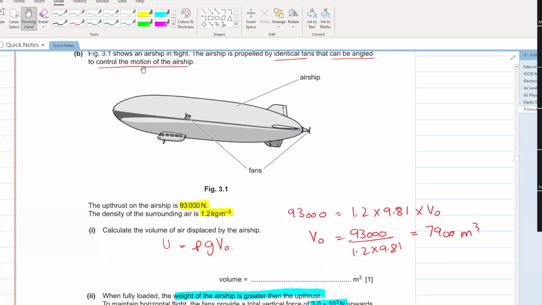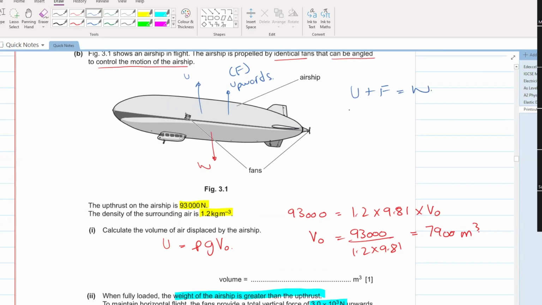So what is happening? There is a downward weight acting like this. There is an upthrust acting like this. And there is an upward force. Let's label this upward force as F. So U plus F is equal to weight.